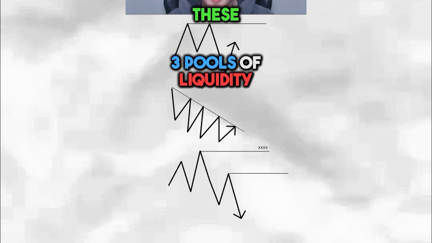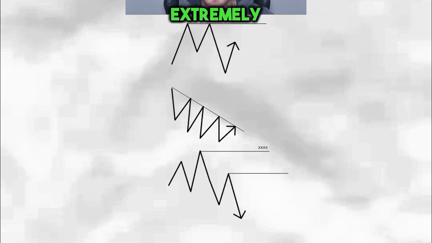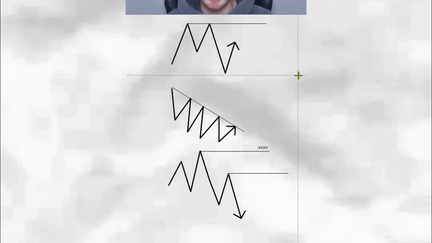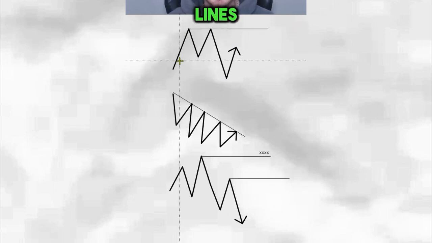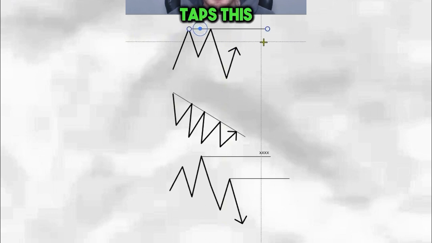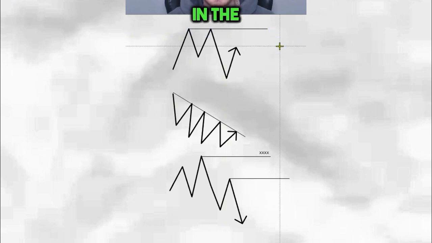If you don't know these 3 liquidity pools in the market, then you will find it extremely difficult to become a profitable trader. There are 3 main types of liquidity, and that is equal highs and equal lows. Equal highs and equal lows is simply when price action comes to the same point in the market more than twice without breaking that exact point. For example, right here, imagine these lines are candles and price action taps this line at the exact same point in the market twice.